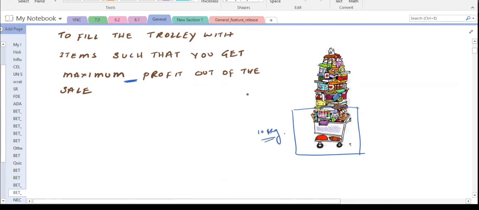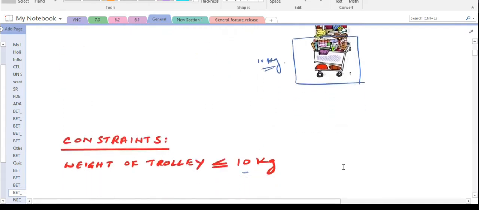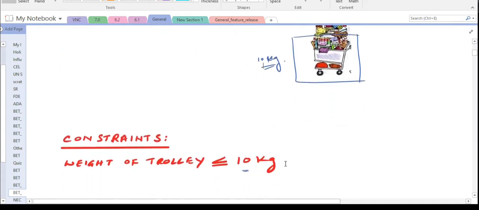Now with this constraint, who is there? Muskan, you want to answer? How will you fill your trolley now? So you have a constraint now. Muskan? Yes, ma'am. See, now you have one constraint. You can fill any item in your trolley, but the weight should be less than 10 kg. So what items will you start filling in your trolley? If you go to the shop, how will you fill the trolley?